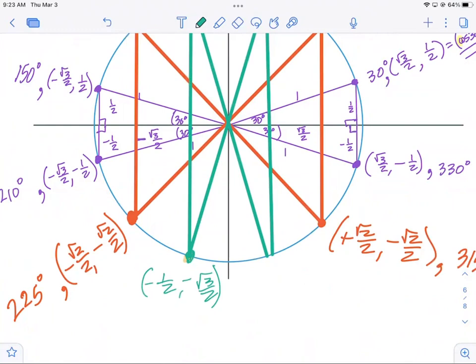So now both of my friends, they're both negative. They're both negative. What is the angle that gets us there if we go 60 degrees now past 180? 240, right?